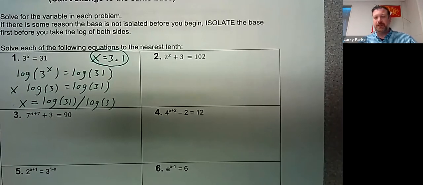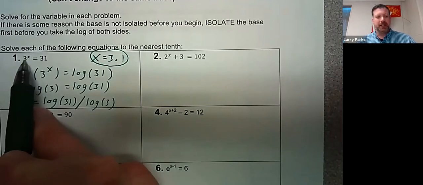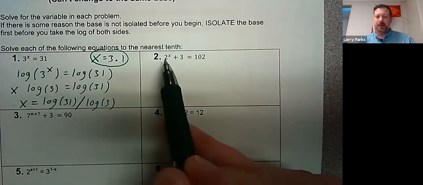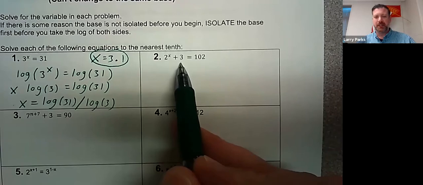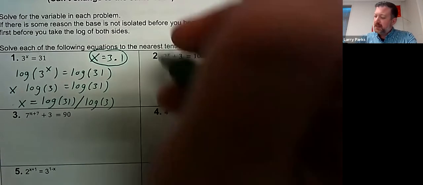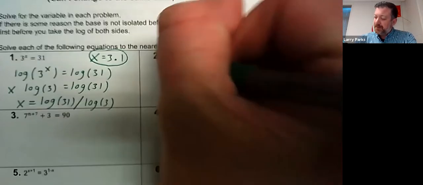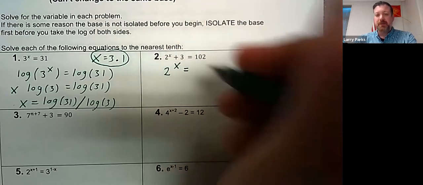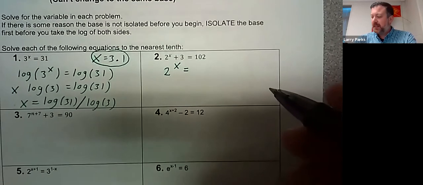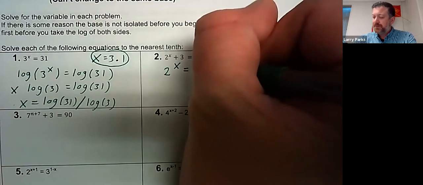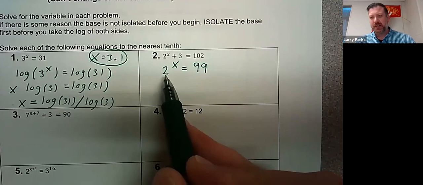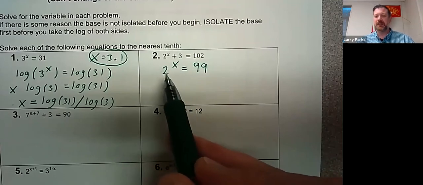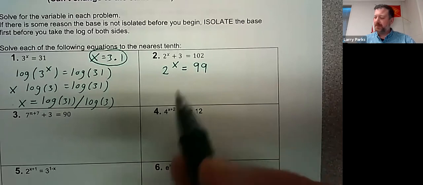Example number 2 is very similar. You want to get your base with your exponent alone. We have that 3 there, so we're going to subtract 3 off from both sides. And I get 2 to the x equals 102 minus 3, which is 99. And there's no way to write 99 as a base of 2. And 2 is as low as it will go. So I take the log of both sides.